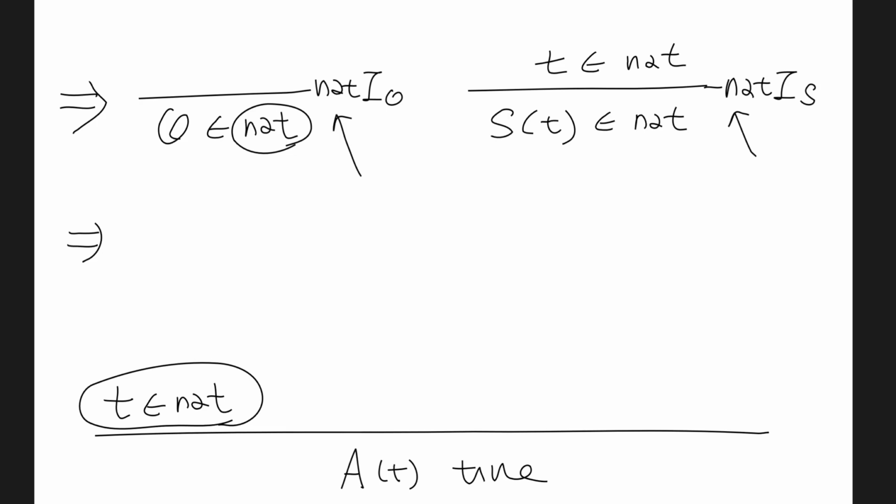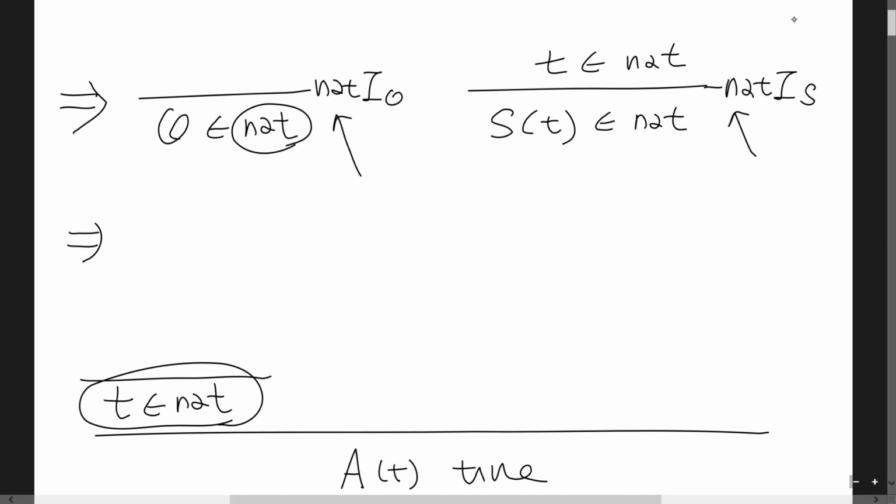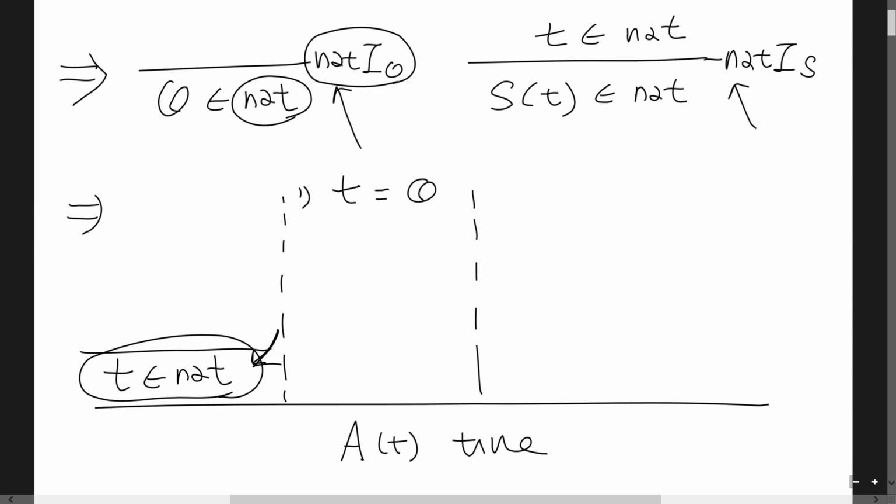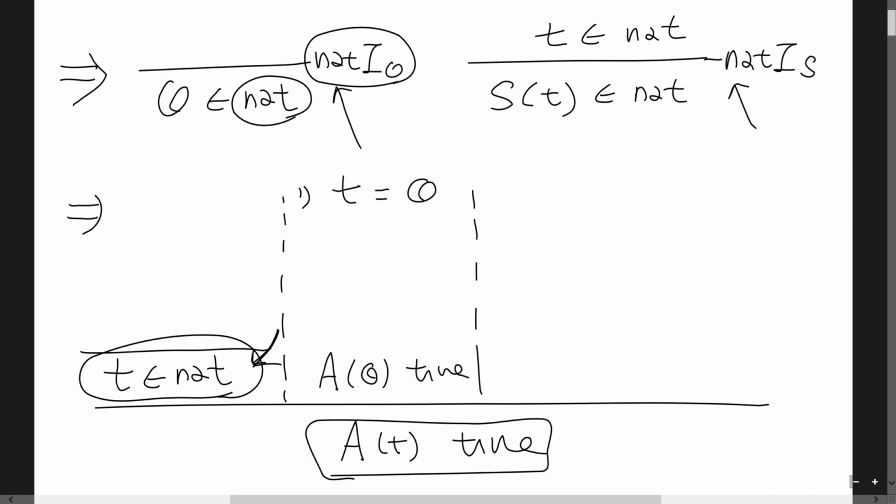The first case to analyze is when the last inference rule applied to the proof of this judgment is this introduction rule. So the first case is that t is actually equal to 0. In this case, we have to give a direct proof of A of 0 true, because we want to show that A of t is true. So that's the first case.